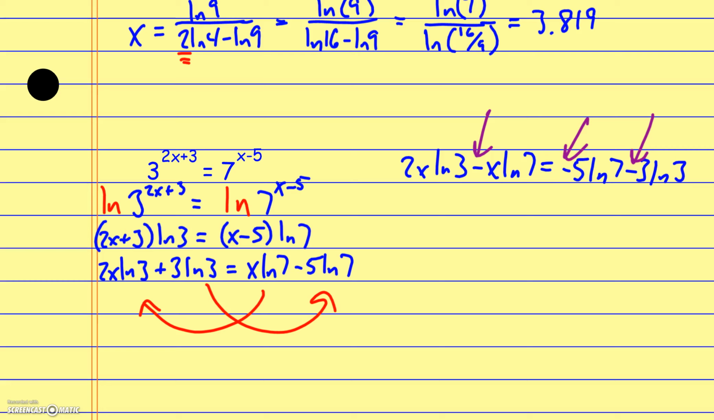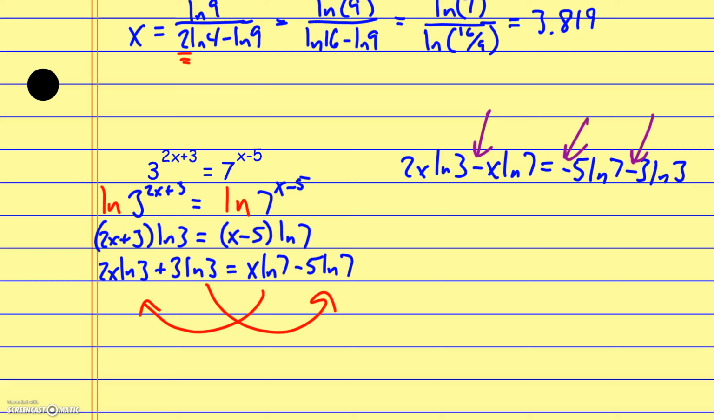signs. So what I can do instead of subtracting that x natural log of 7 from each side, let's bring the x's to the other side. Let's subtract the 2x natural log of 3 from each side. And I'm not necessarily doing that because of the x values. I'm doing that because of the other values. See, because then to bring everything to the other side, I'm going to add this 5 natural log of 7 to each side.